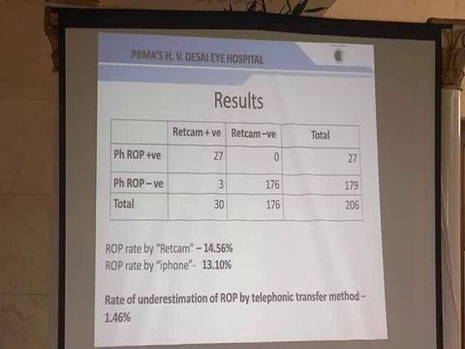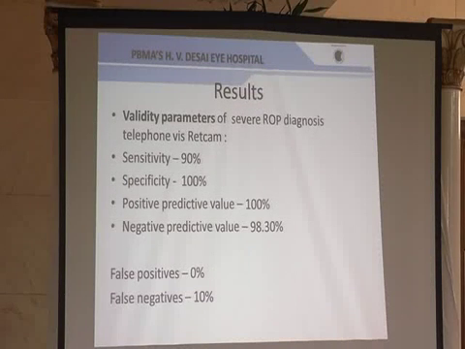Coming to the results, out of the total 206 screenings, 30 babies were diagnosed to have severe ROP by the RedCam method, whereas 27 babies were diagnosed to have severe ROP by the phone method. So the severe ROP diagnosis rate by RedCam was 14.5%, whereas the same by the iPhone method was 13%. The smartphone was found to have 90% sensitivity and 100% specificity as far as diagnosis of severe ROP was concerned. The positive predictive value was 100% and the negative predictive value was 98%.